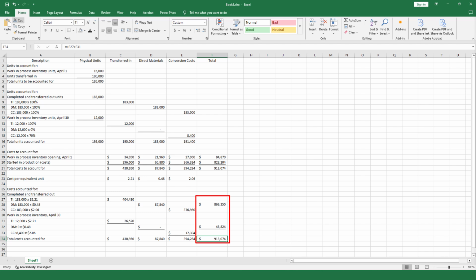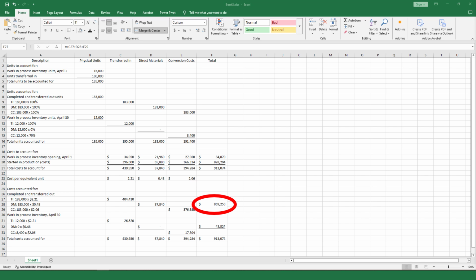Now, let's add these amounts together. $869,250 plus $43,824, which is the total cost accounted for, $913,074. Notice that this must be equal to the total cost to account for. If this does not happen, you know you've done something wrong. Start again.